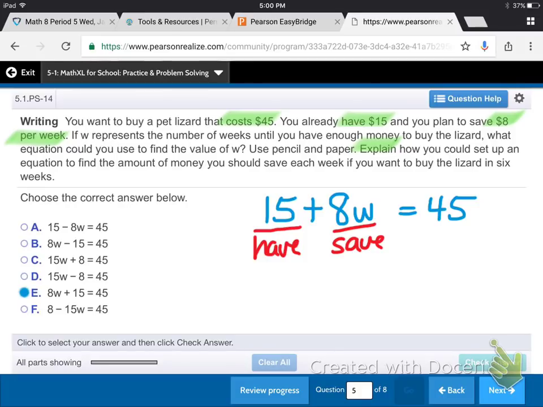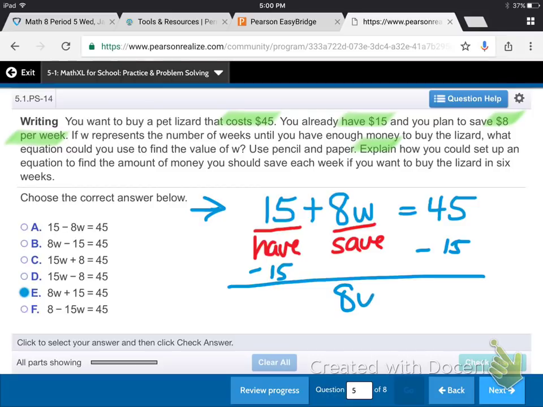Now, the next question, hang on one second. Okay, well the next question said, if you want to buy the lizard in 6 weeks, explain how you could set up an equation. So how could you do that? This right here will tell you how many weeks you need to save to afford the lizard, and you can see that it would only take about 4 weeks. But if we want to take a little longer, 6 weeks, how could we figure out how much money we need to save?